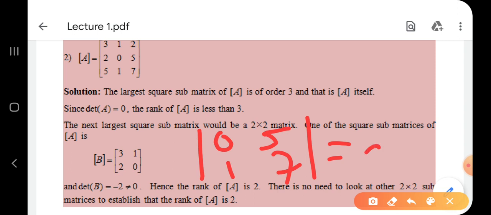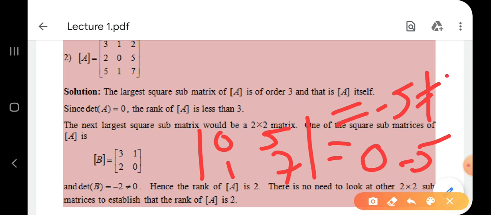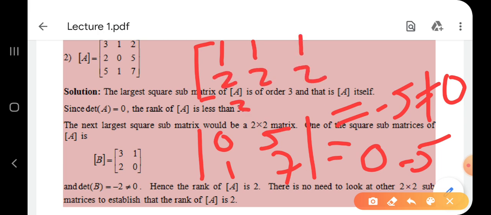So here 0 minus 5, so our answer is minus 5. And minus 5 is not equal to 0, meaning the rank of the matrix is 2, right? Because the order 3 determinant is 0. But this method is somewhat lengthy. If I take one more example, then you will get it. Suppose this is my matrix: 1 1 1, 2 2 2, 3 3 3. This is the example I choose.